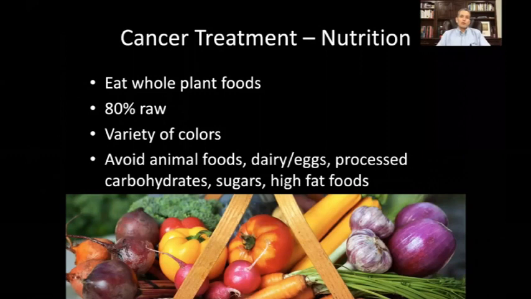Eat a variety of colors. Avoid animals and their byproducts. Avoid dairy and eggs. Avoid processed carbohydrates, sugars, high fatty foods, and so on. You want to avoid all of those things because those are all the things that tend to promote cancer and poor immune function.